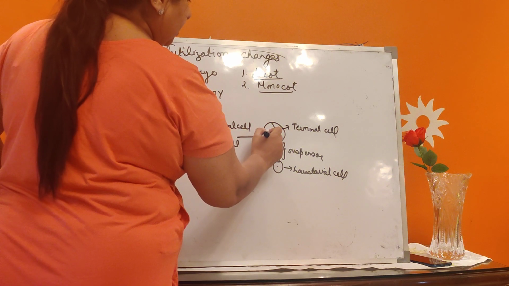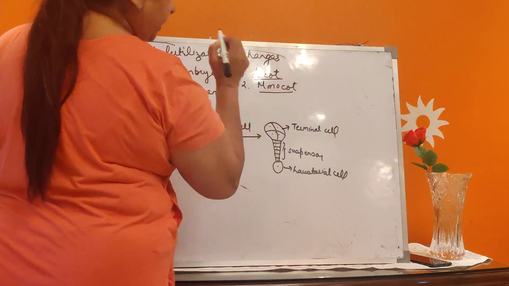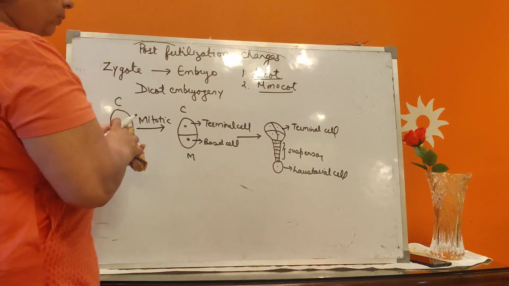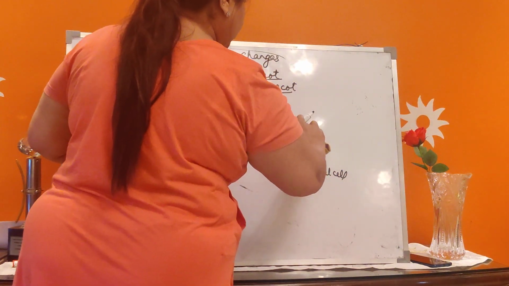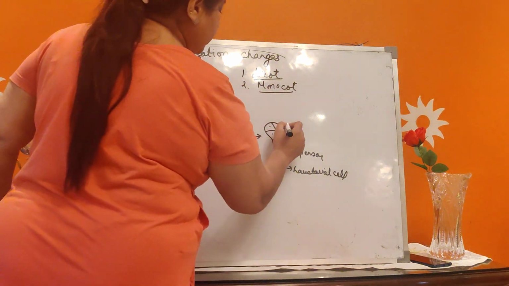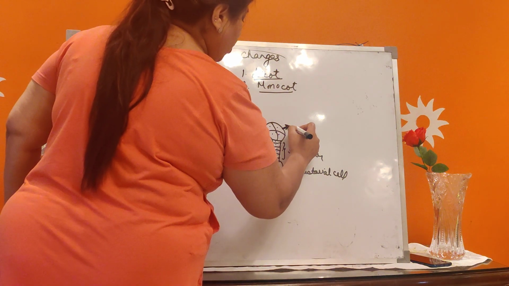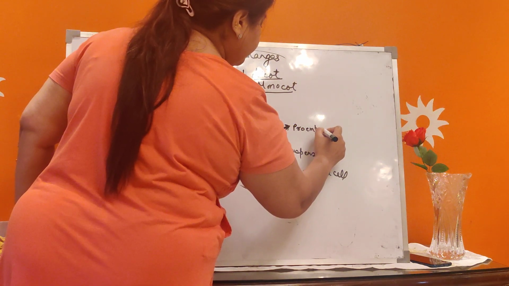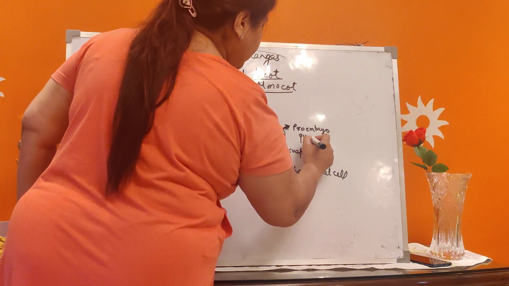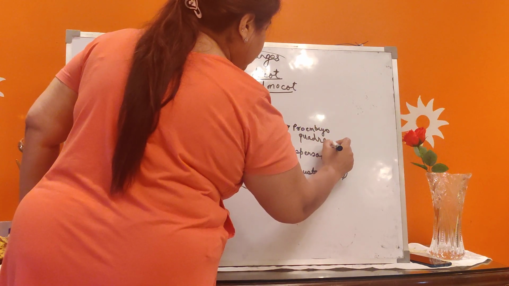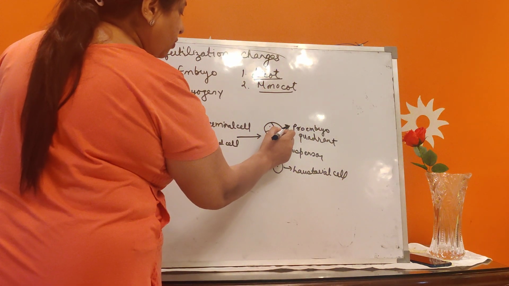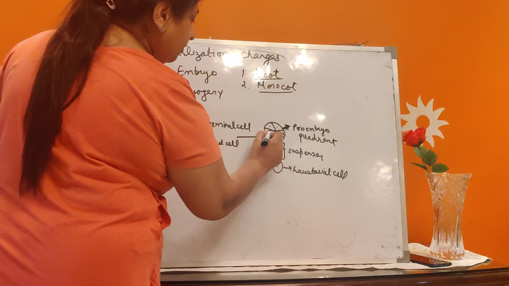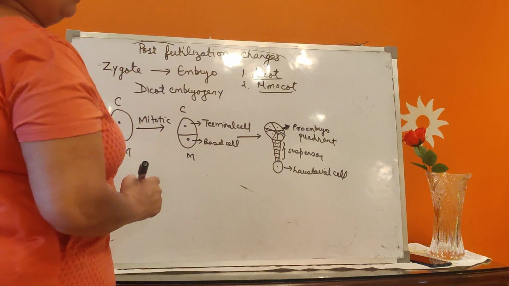Now once this occurs, what happens to the terminal cell? The terminal cell undergoes mitotic divisions. First four cells are formed and these four cells are called the pro-embryo quadrant. Later on, these four cells get converted into 8 cells.